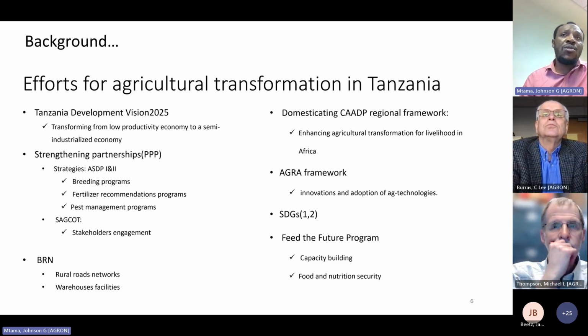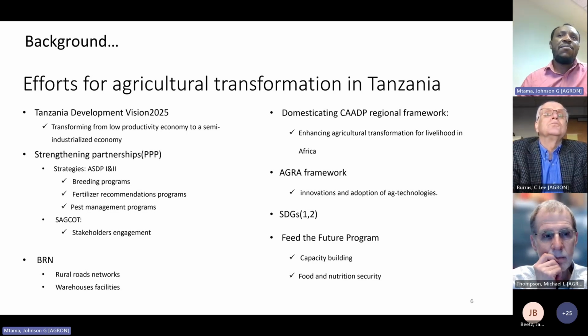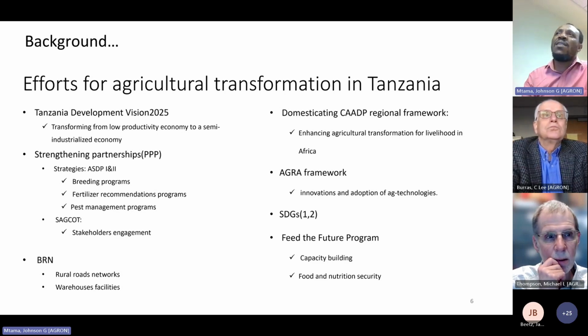But not only the rural roads, also the construction of warehouses that have been used for storage of the harvest produced from these production areas located in the rural areas until the markets can be accessible for these produces. So that was the national effort. But besides the national effort, we also have the regional and global frameworks as part of the efforts or initiatives to help transform the agricultural sector in the country.